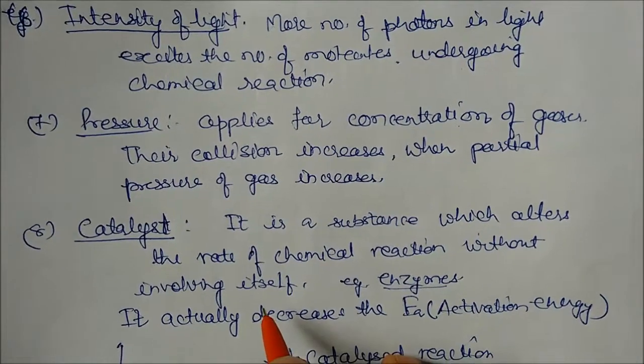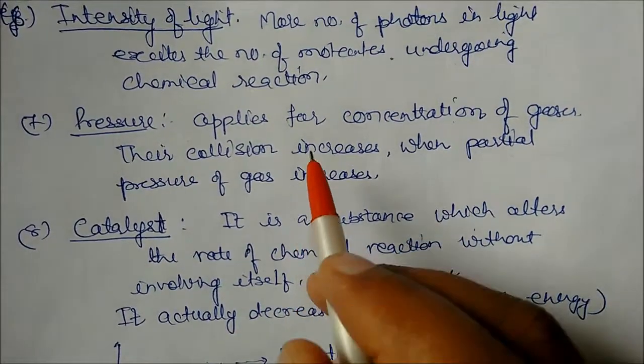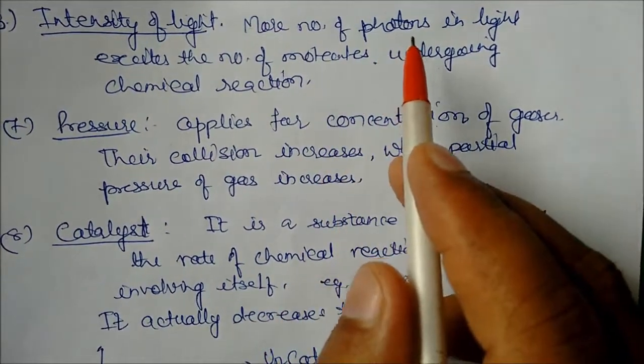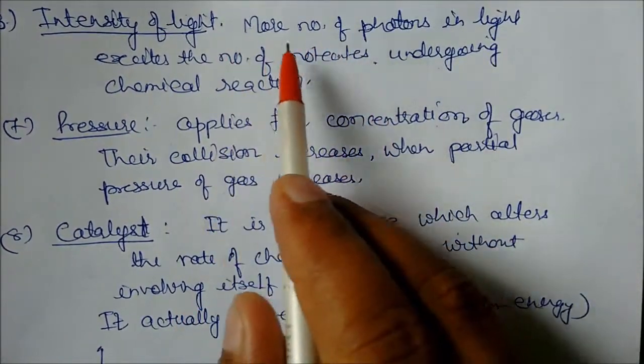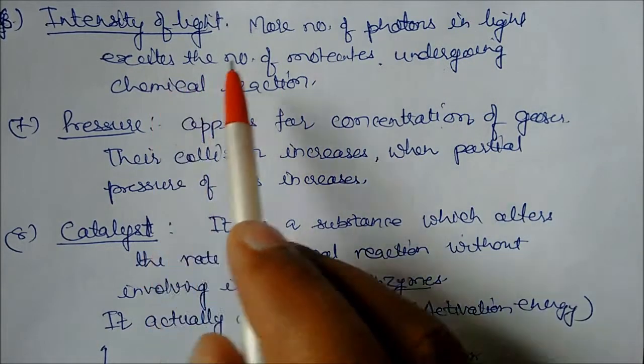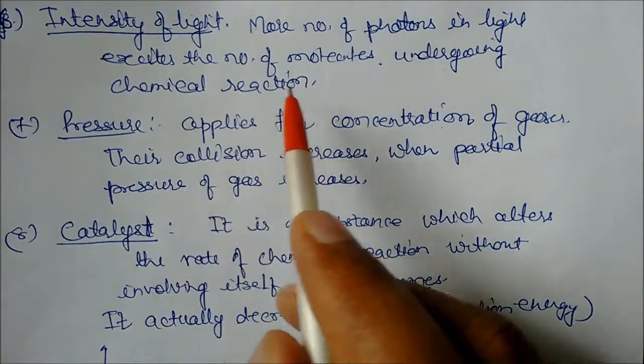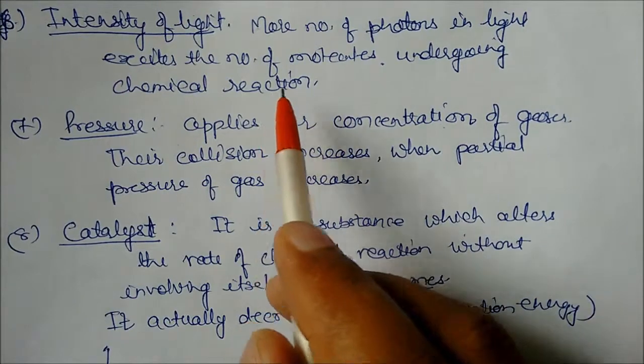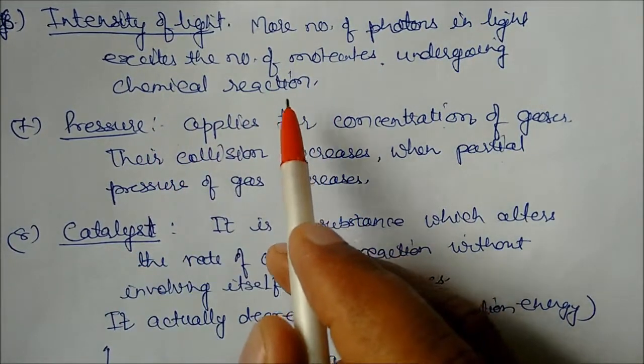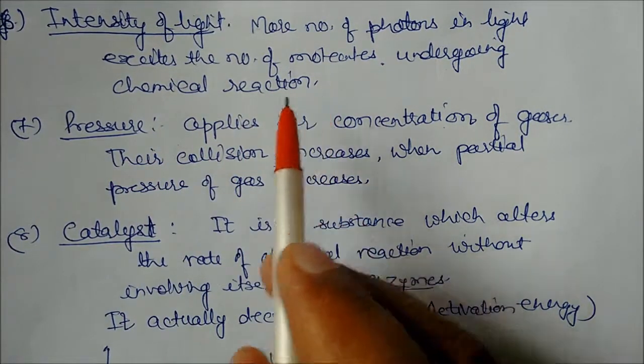Next is intensity of light. If there is more intensity of light, meaning more number of photons in the light, then they will excite more molecules, and the rate of chemical reaction will go much faster. We have seen this in photochemical reactions in previous examples.